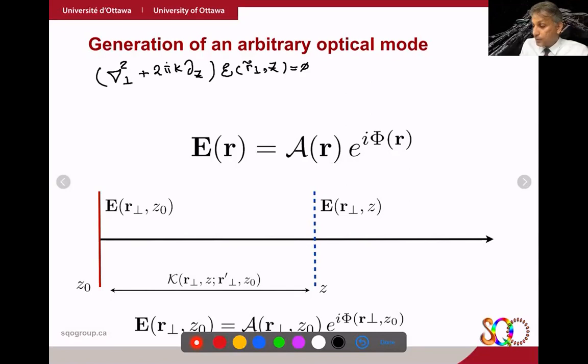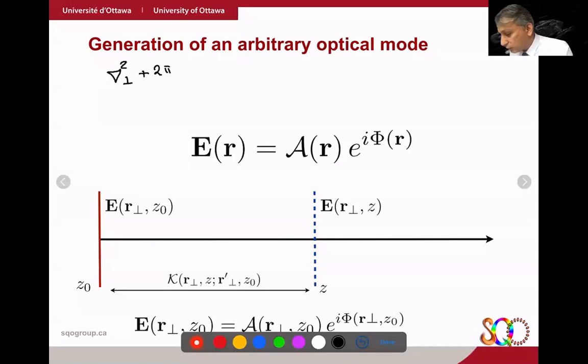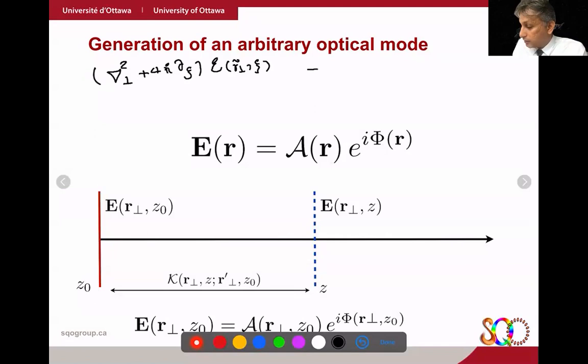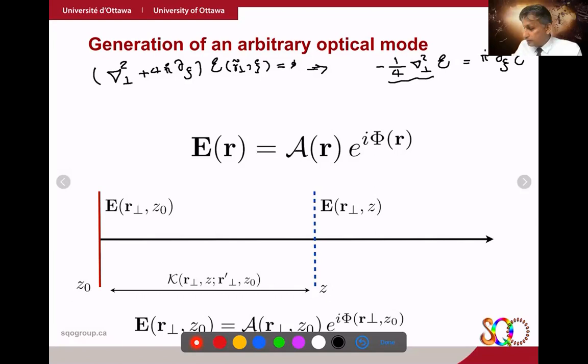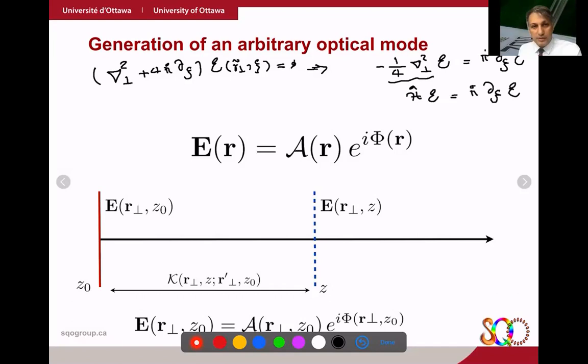If you write it down, this is very similar to the Schrodinger equation. I would prefer even to write it in dimensionless coordinates. So in the dimensionless coordinate it will be 4i derivative with respect to zeta of the electric field of r transverse and zeta equal to zero. You can write it like minus one divided by four of the Laplacian acting on the electric field equal to i derivative with zeta of E. Okay, do you agree, guys? Can I write this as a Hamiltonian of E equal to i derivative with respect to zeta of E? Is this familiar to you guys?